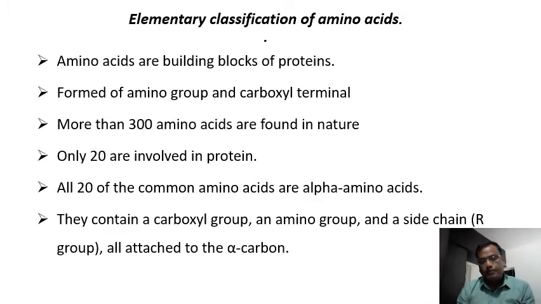Now, this is what you have to remember. You will find more than 300 different types of amino acids in nature, but out of them, only 20 are involved in the protein construction. So living things depend only on 20 amino acids. Okay? And all 20 of the common amino acids are commonly called alpha amino acids. And they contain a carboxyl group and an amino group and a side chain. Okay? So this side chain is different in different types of amino acids.